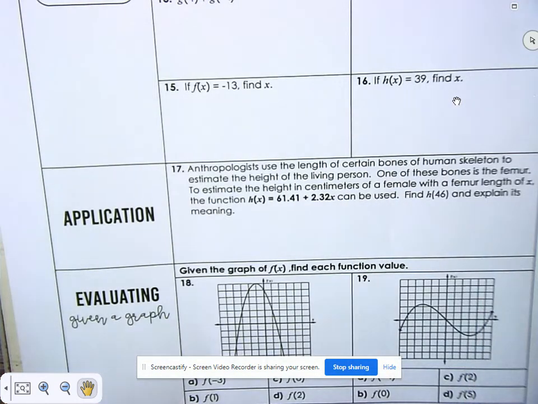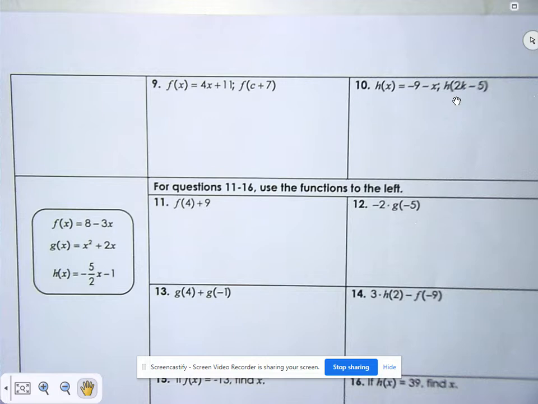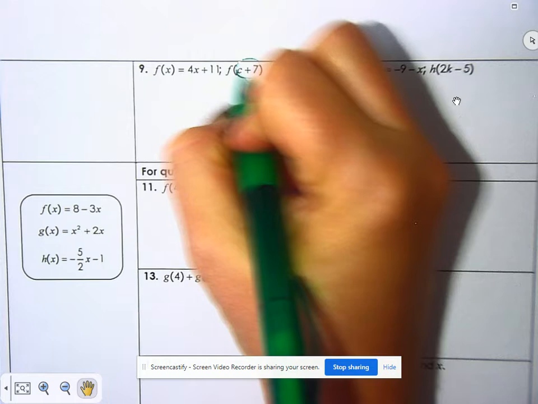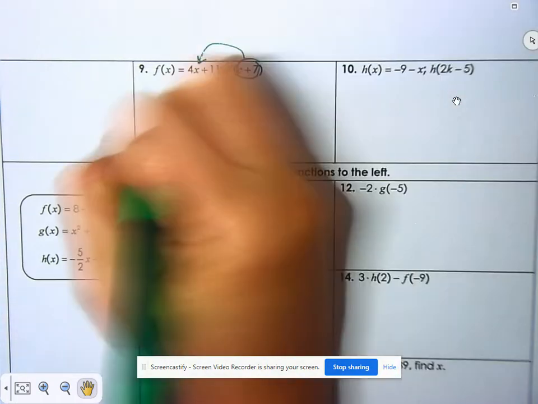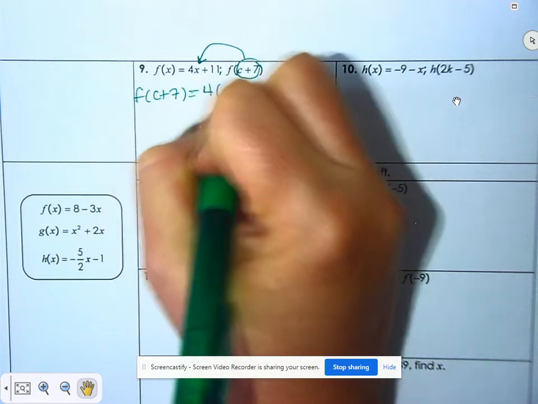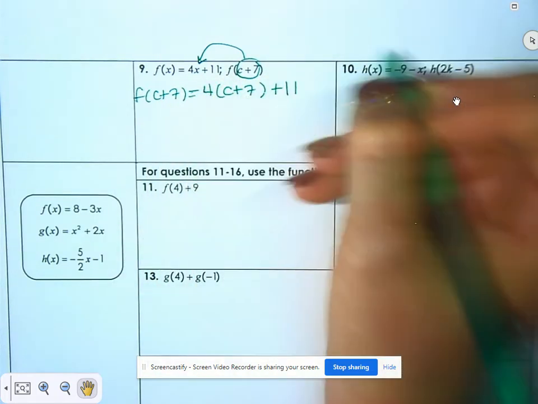All right, 2 more. Ooh, we're getting fancy over here. So pay attention. Right here, pay attention. Number 9 can get confusing, okay? So, for number 9, what do I see that I'm going to plug in? This whole thing right here, c plus 7 is going to go in for x. So f of c plus 7 means 4 times c plus 7 plus 11.